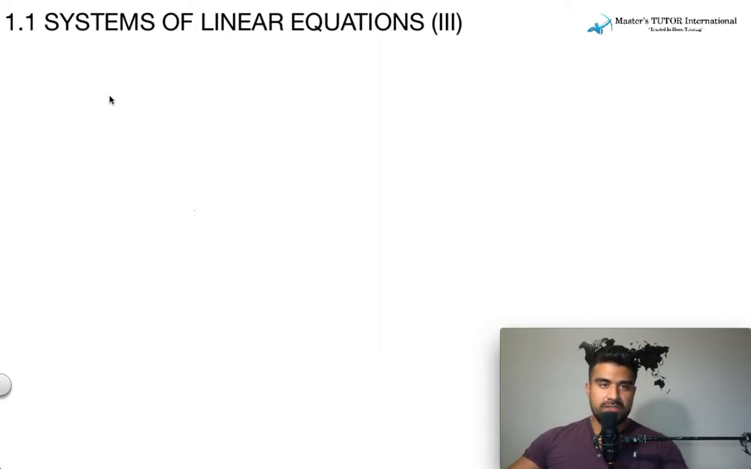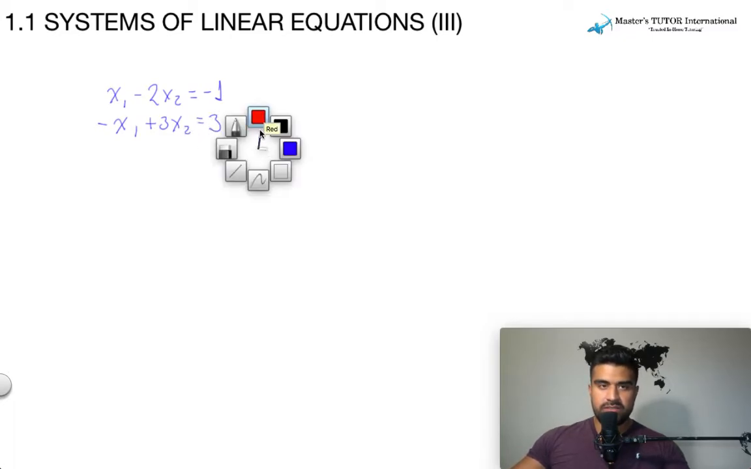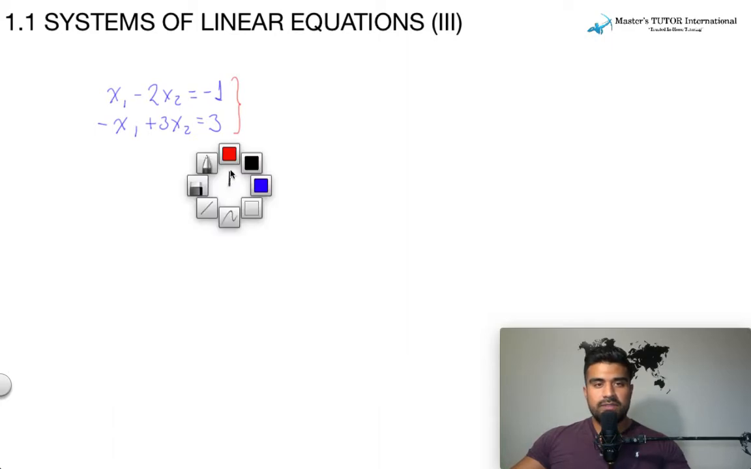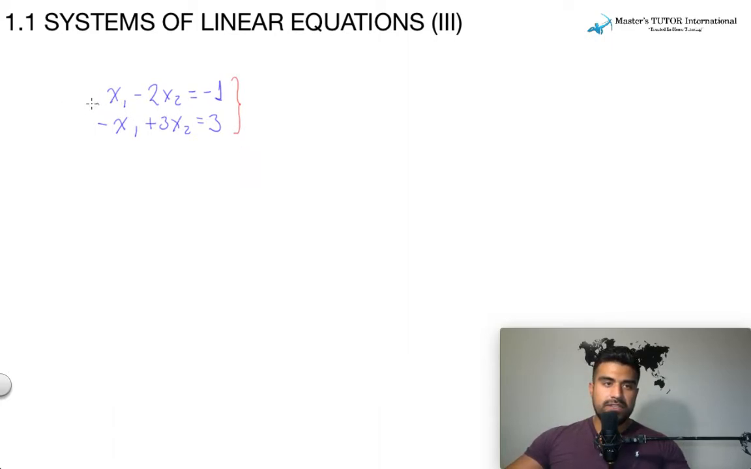For example, we will see a typical problem. We have this linear system: x1 minus 2x2 equals minus 1. This is one linear equation, and this is the other one: minus x1 plus 3x2 equals 3. These two equations make a linear system, or a system of linear equations. As I said in the previous video, equation 1 is the representation of a line, and equation 2 also.